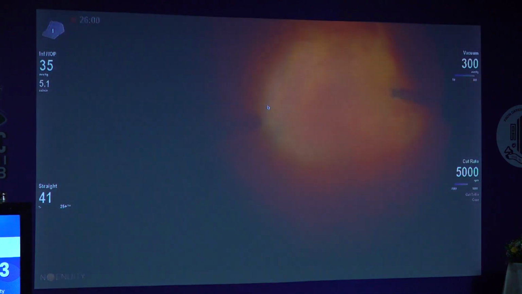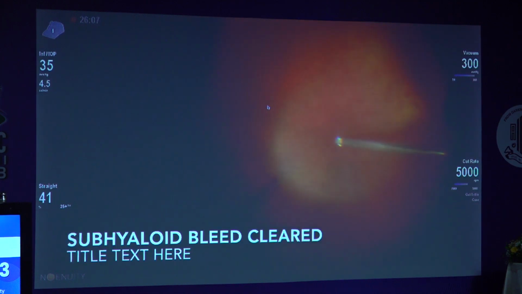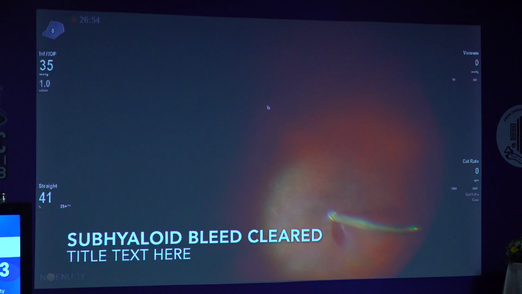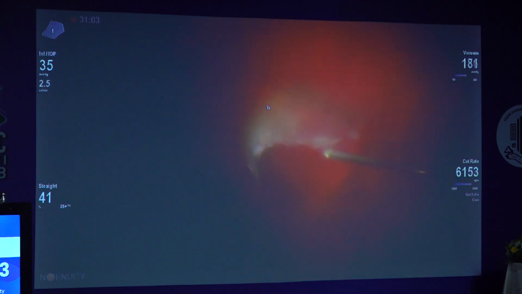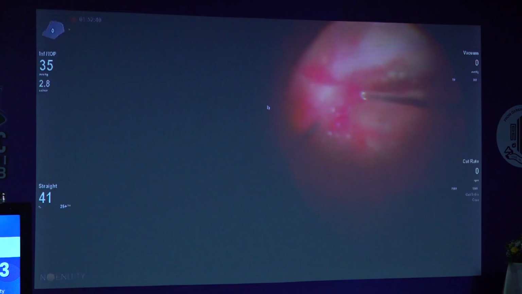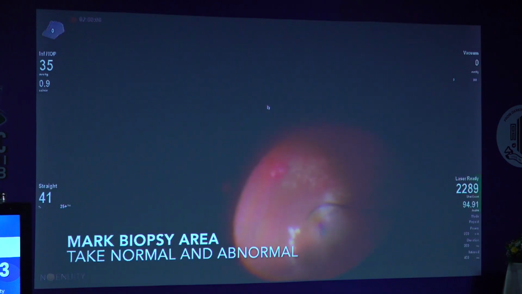So you see this patient, after clearing the vitreous hemorrhage, the subhyaloid bleed was cleared after making a small hole in the hyaloid, and you will see that there was a lot of blood there, and eventually we were able to see the retina. So this is where we plan to take a retinochoroidal biopsy.